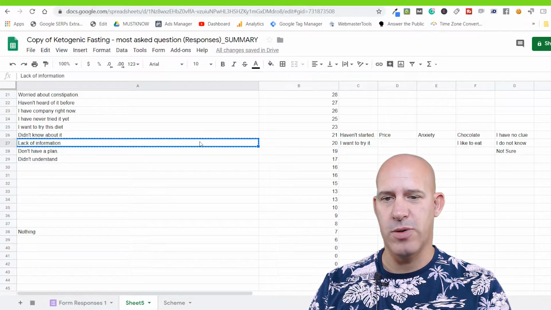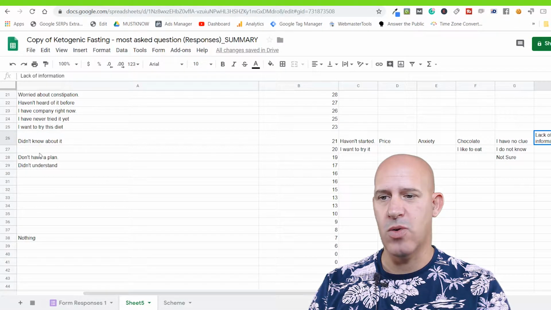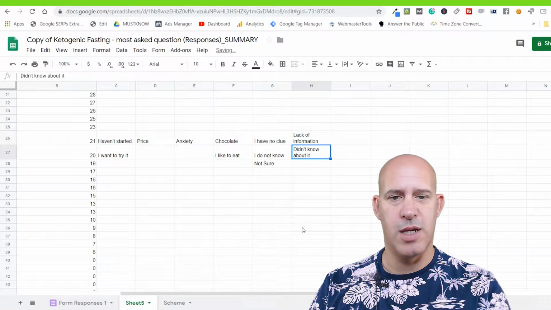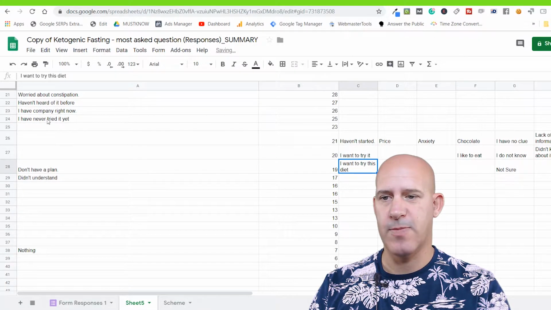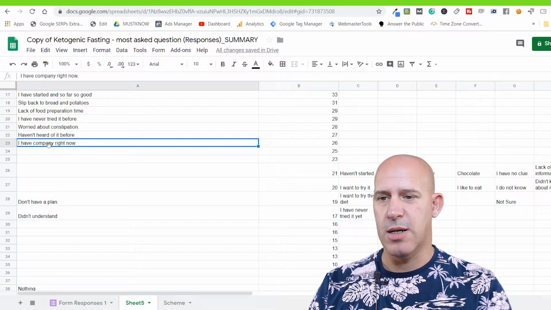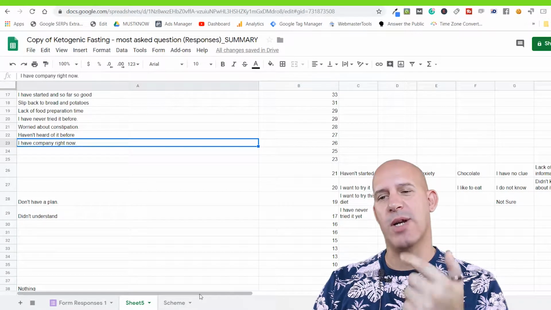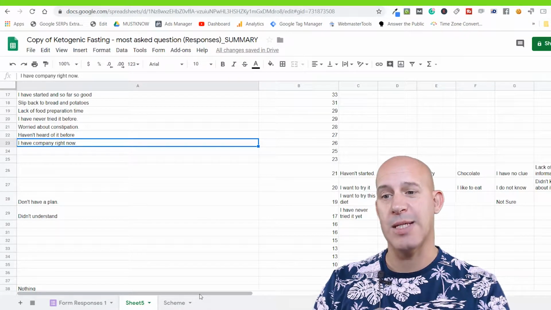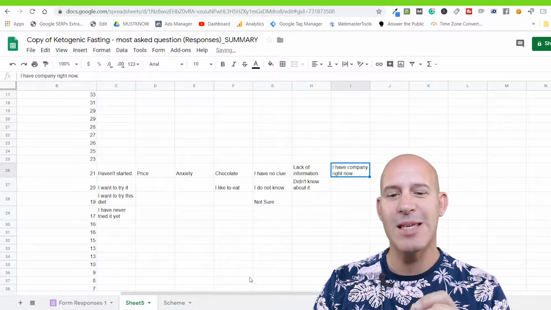Lack of information, okay, this is very good. I didn't know about it. The lack of information, yeah. I want to try this diet. I haven't tried it yet. I have company right now. Oh, it's a little bit short, but what I understand is that this person has difficulties being on a diet because he's living with someone, and that could be difficult. So that's a very good piece of information there.